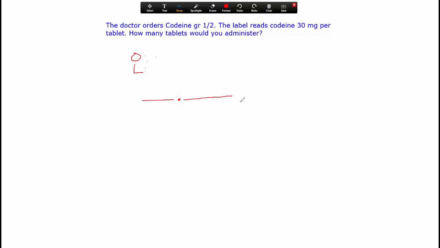Sometimes you can have another line out here, but what I want to do is show you how we actually do the work and what's important. The labels are just as important as the numbers. So here it says the order is grain a half. So I'm going to just put a half grain. Now you can put the grain in front. It doesn't matter. It's just the way they write it. Okay, and the label reads 30 milligrams per tablet. So we have 30 milligrams per tablet. I apologize, I'm using a pen mouse and it's not very neat.